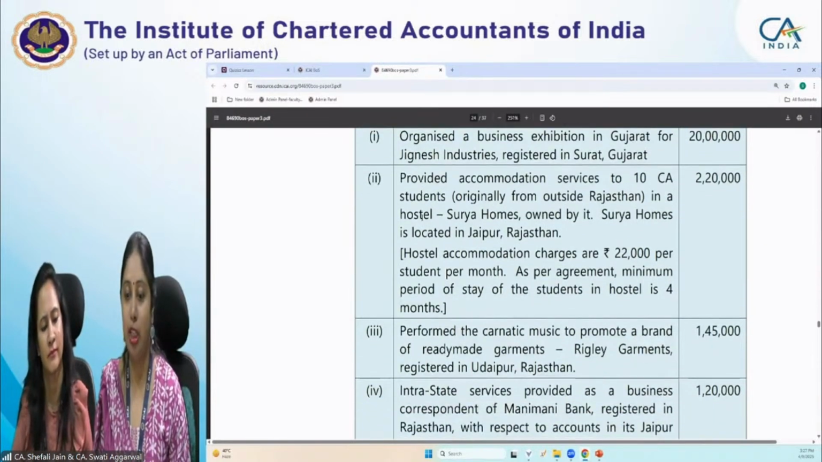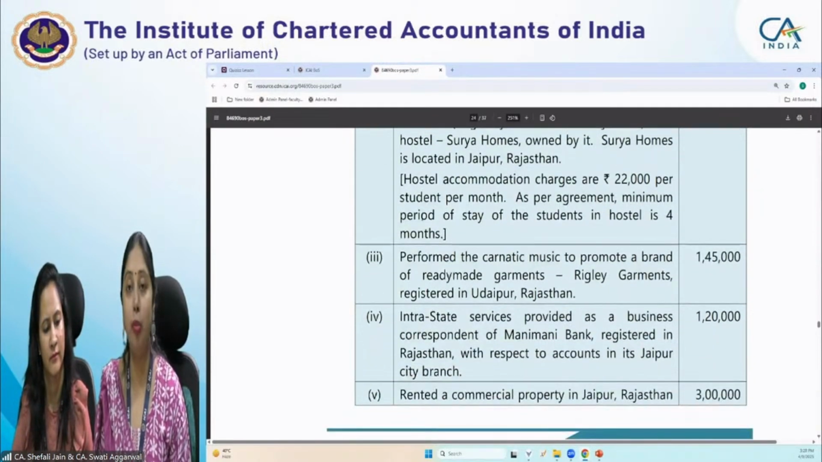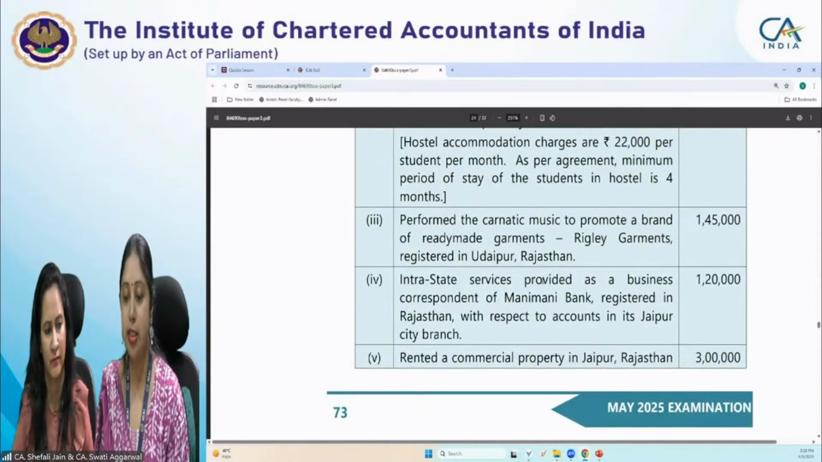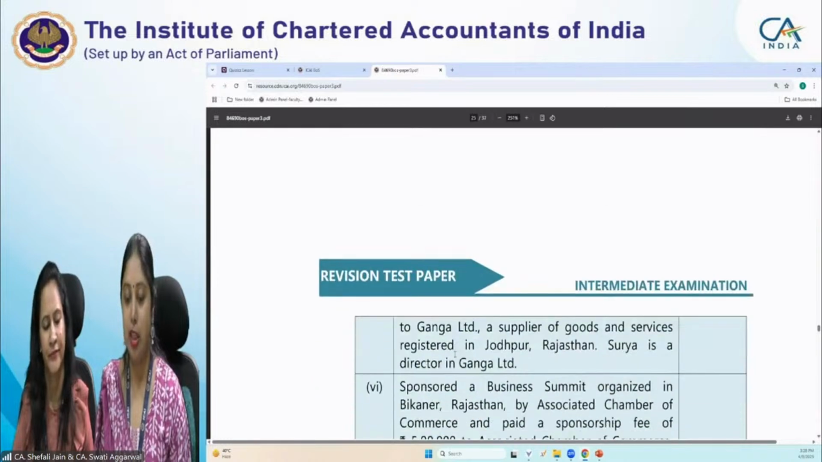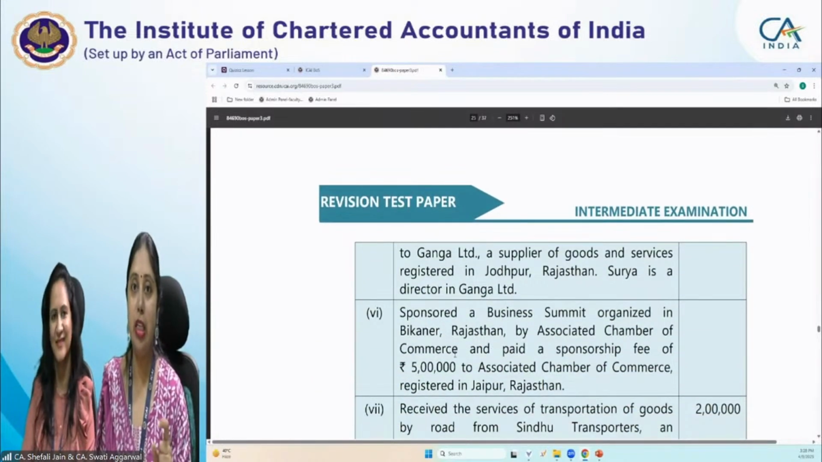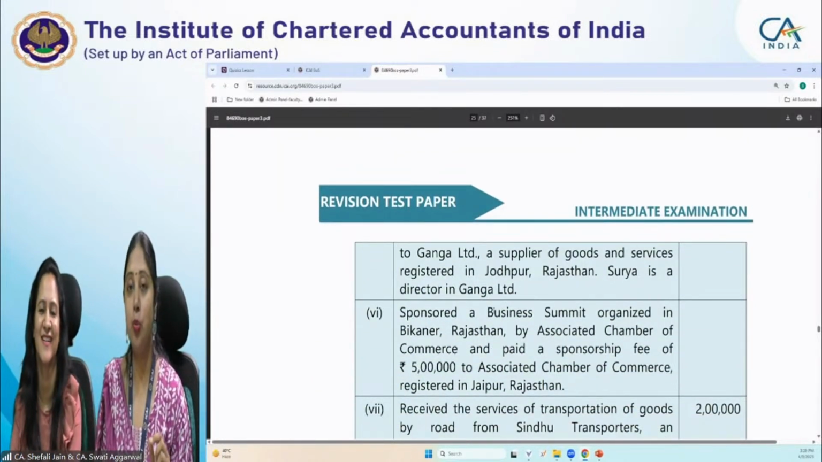When we say accommodation services provided, that is very clear. Perform Carnatic music: when you are performing Carnatic music, you are not receiving any services. You are giving the service to a garment business, the brand owner, Wrigley Garments. This is very clear. Then you are renting out your commercial property. Again, you are giving services. Only the catch was the sponsorship service.